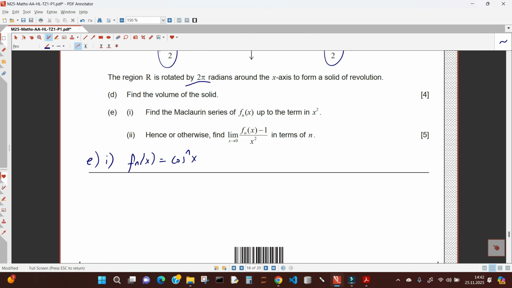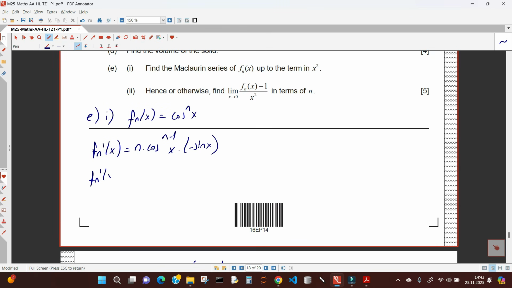So what is the Maclaurin series? There is also a formula in the formula booklet, you can check it. You just need the first derivative, which is n times cosine to the power of n minus 1 x times minus sine x, which is the derivative of cosine. And from here you can write minus n times sine x times cosine to the power of n minus 1 x.